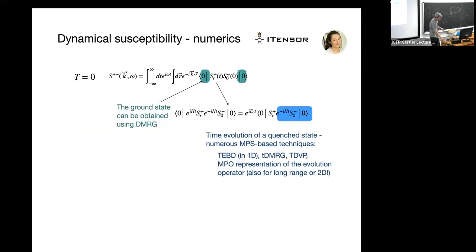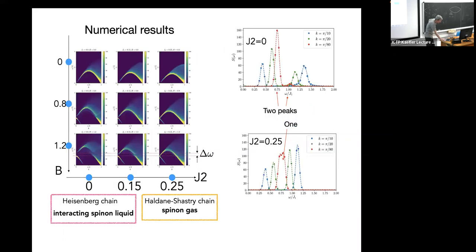And this has been confirmed numerically in the DMRG. And so let me really, okay.